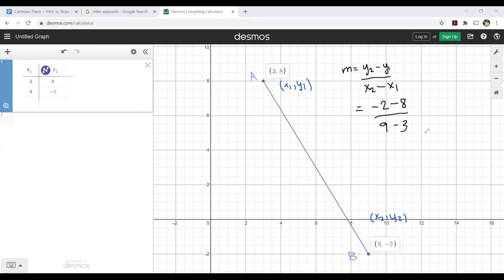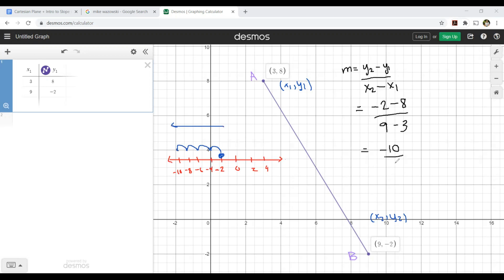From here we simplify, and if you don't remember how to add or subtract integers, I always think of it as a point system or a number line. So for -2, that would be, for example, here on a number line. So let me just draw that really quick. And since we're subtracting 8, think of it as going 8 units to the left. And eventually we get -10.